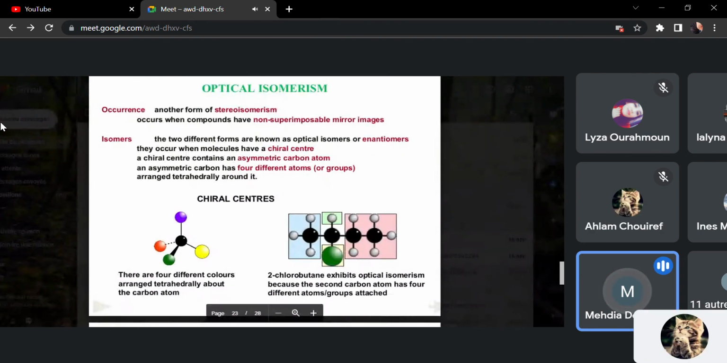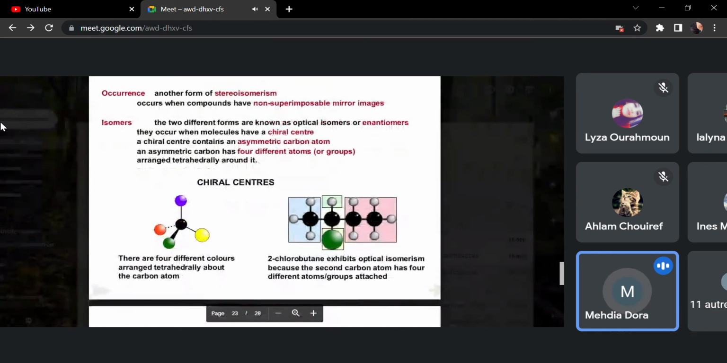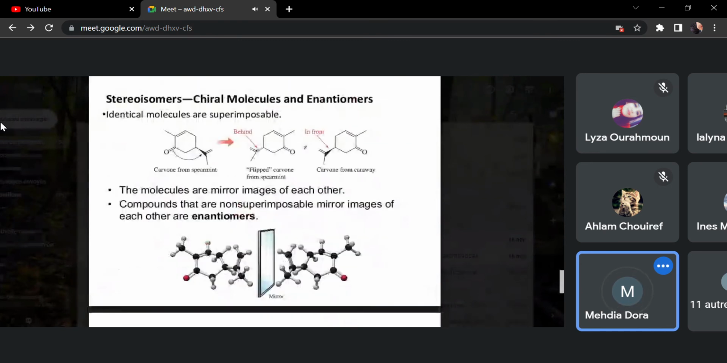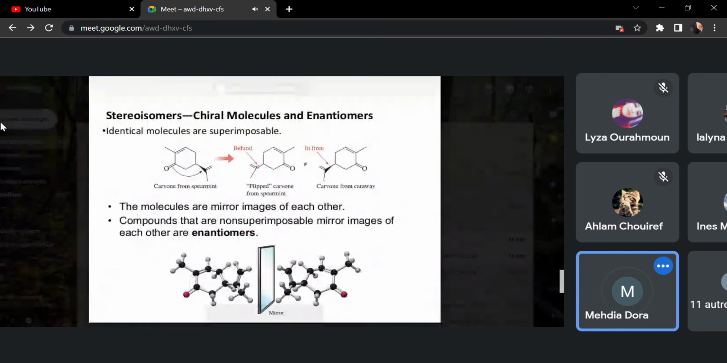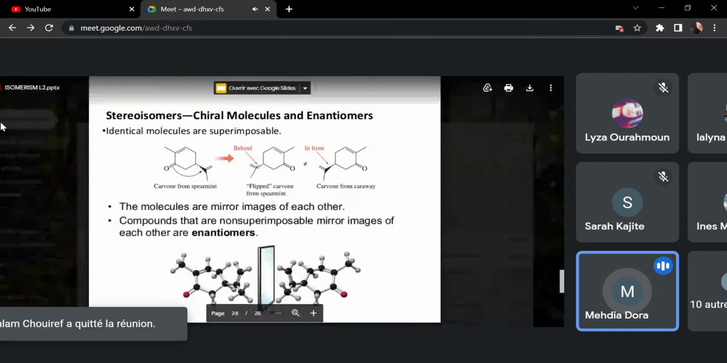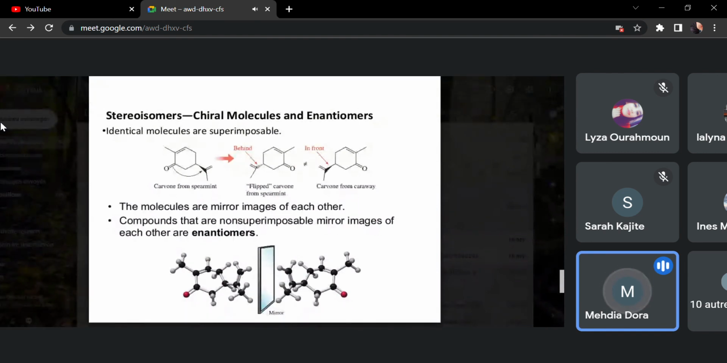We move, please, to the next one. We move to the 24th slide. Okay, so stereoisomerism or chiral molecules: enantiomers are mirror images of each other, and compounds that are non-superimposable mirror images of each other we call enantiomers too.